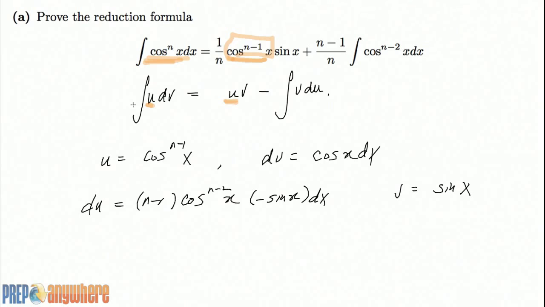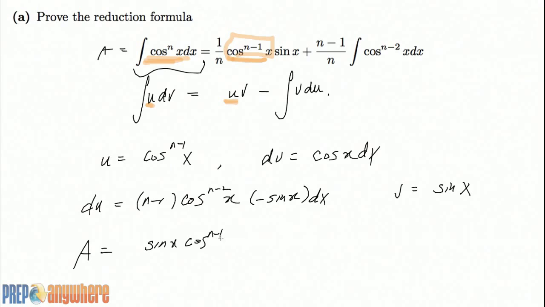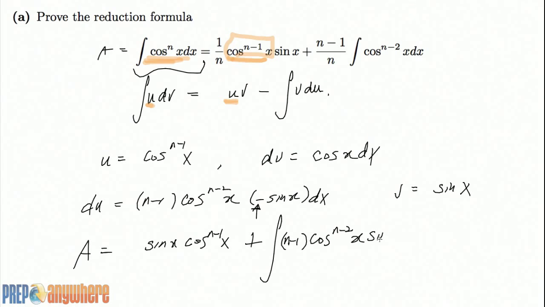Okay, so by integration by parts, let me just let the original question be A. We get the following: sine of x cosine of n minus 1 x, minus, because of this minus right here, I'm going to get plus n minus 1 integral, and sine squared x.